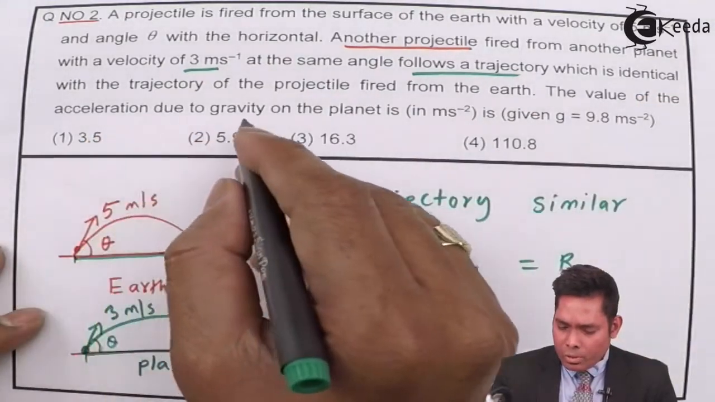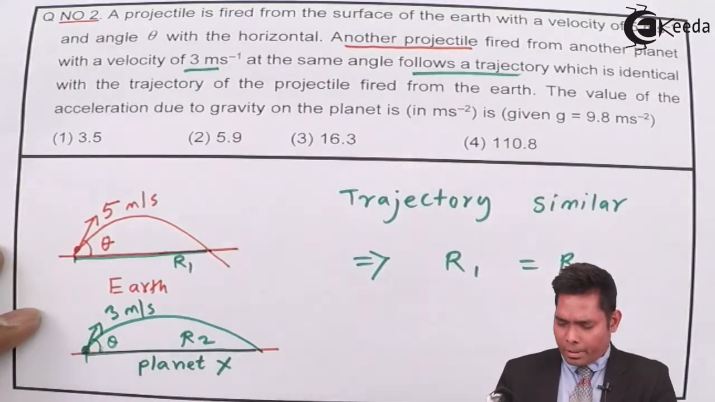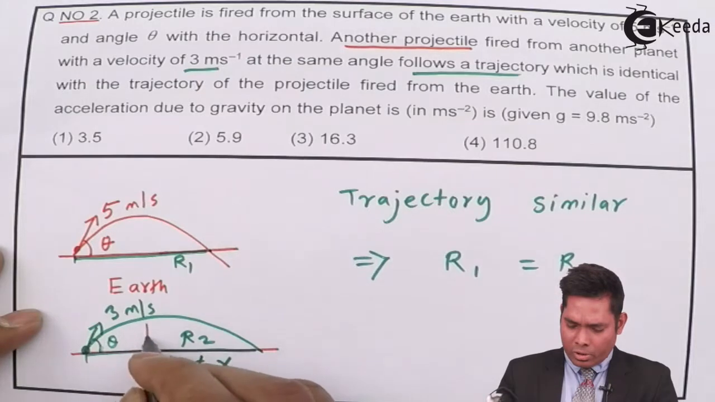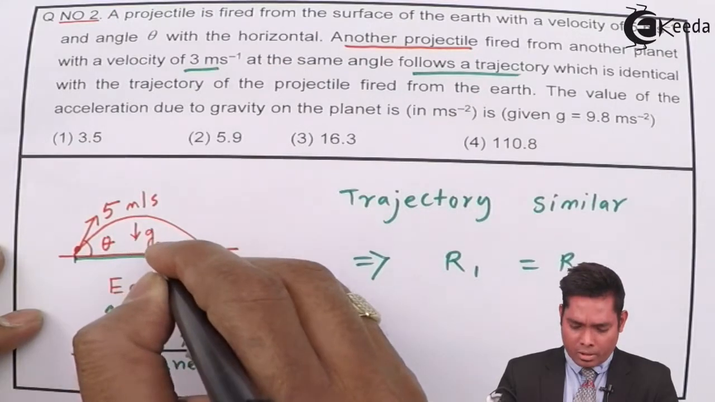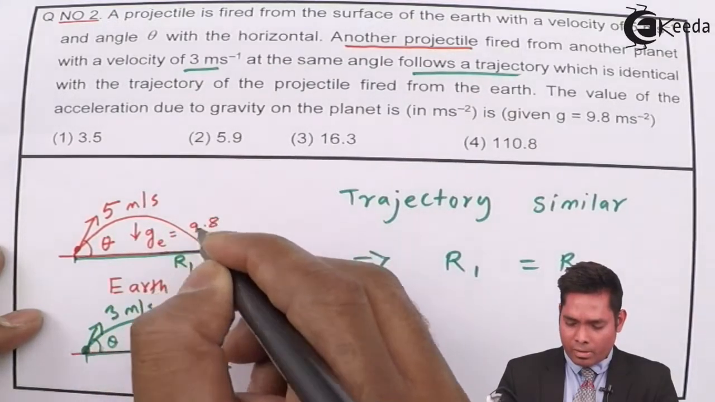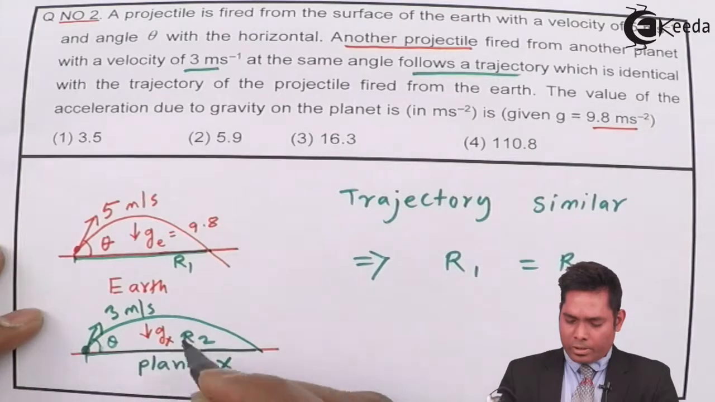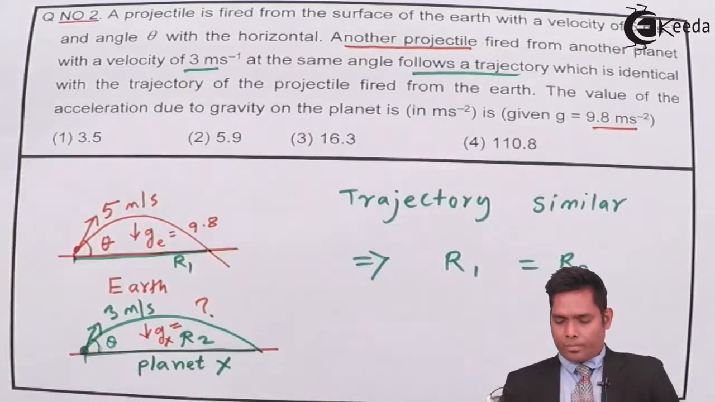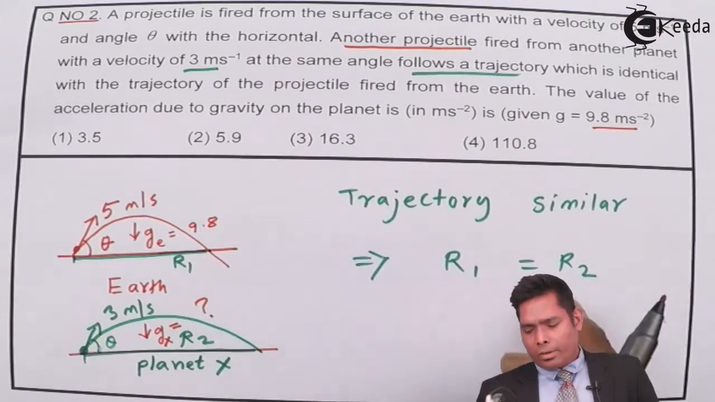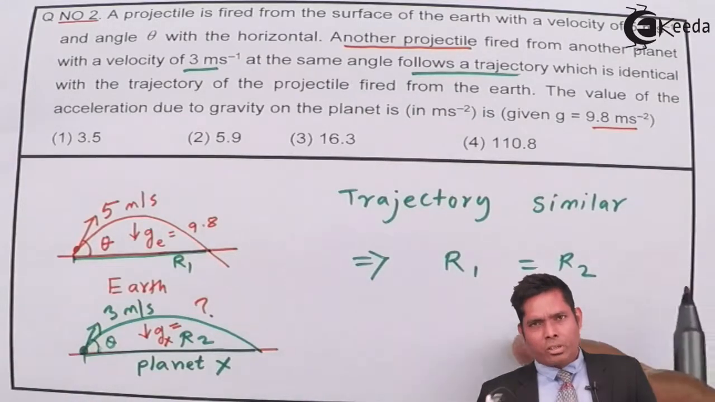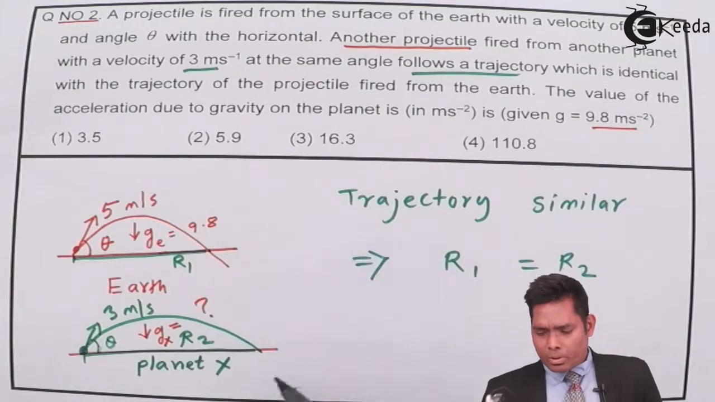The value of the acceleration due to gravity on the planet is given by. So to find, in this planet, what is the acceleration due to gravity? The acceleration due to gravity on planet Earth is given as 9.8. What is the value of g on this planet X that you have to find? So we'll write the formula for range and equate it. There is one equation and one unknown, and the unknown is gx. Then you can find it out. This is a very simple question.